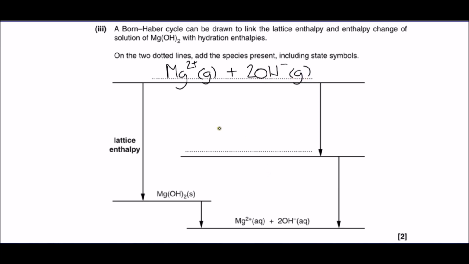And then when we go down, we hydrate one ion. So let's hydrate this one, and we keep the other one the same. And then that's the cycle completed, so 2 marks for that.